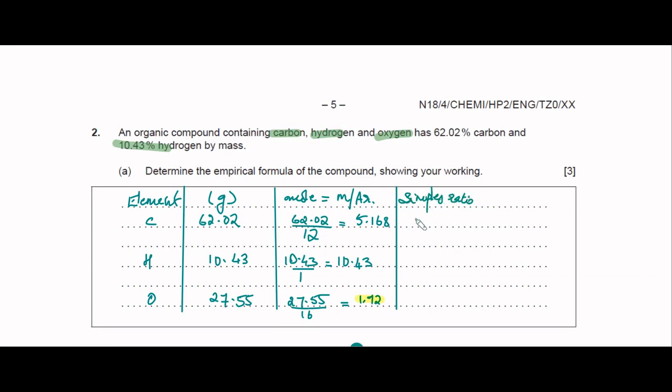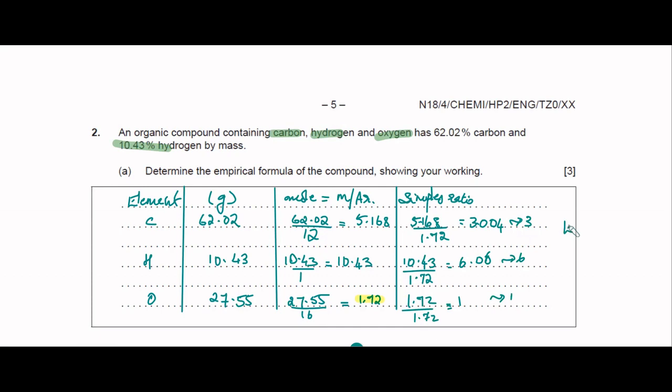So to get the simplest ratio, I have to divide 5.168 by 1.72. This gives me 3.004. Dividing 10.43 by 1.72, I end up with 6.06. Dividing 1.72 by the same number, I get 1. So this can be rounded off to 3, this to 6, and this to 1.